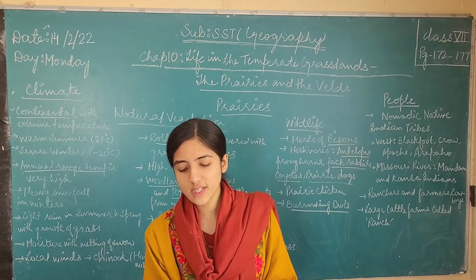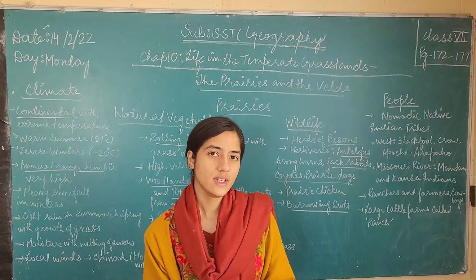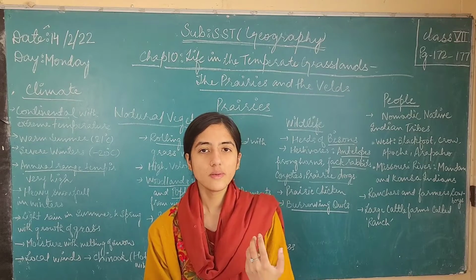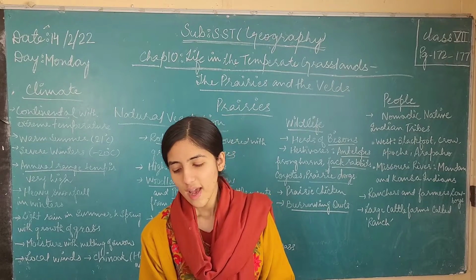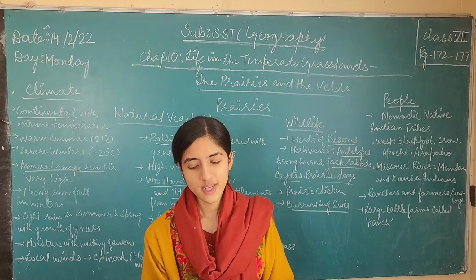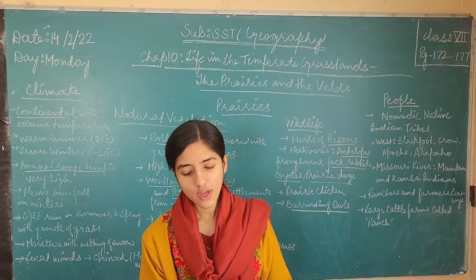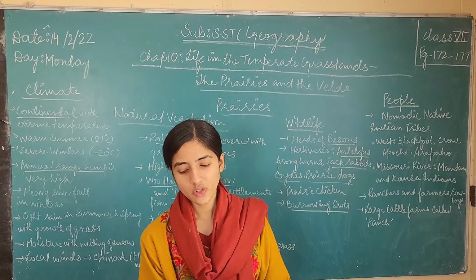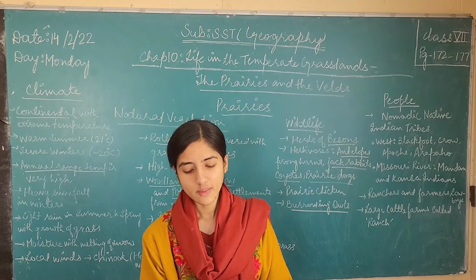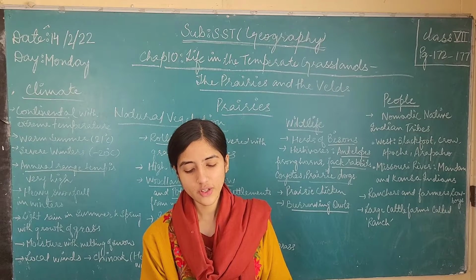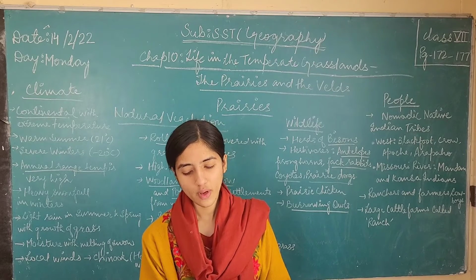And what is humus? Humus is decayed organic matter. It is basically a type of manure. It helps in the healthy growth of plants. And this type of soil is there in the prairies, temperate grasslands. This high humus soil, which is dark in color, is called chernozems. This soil is called chernozems, and it is a very fertile type of soil.